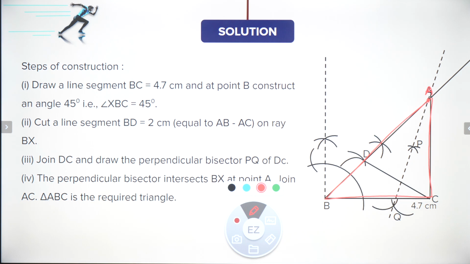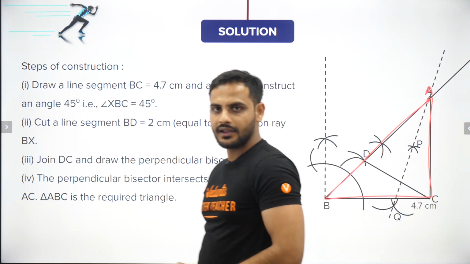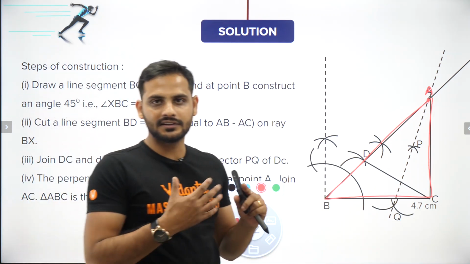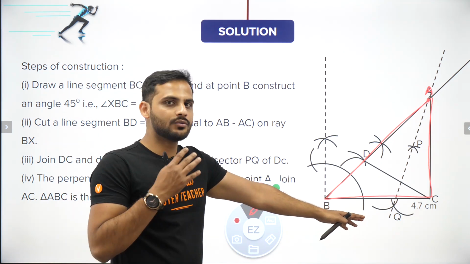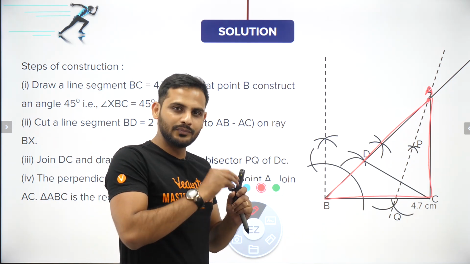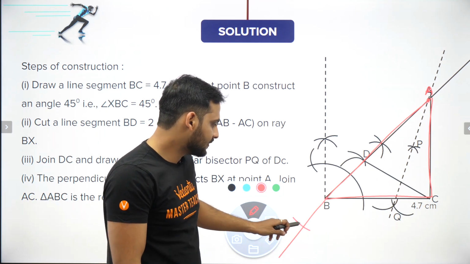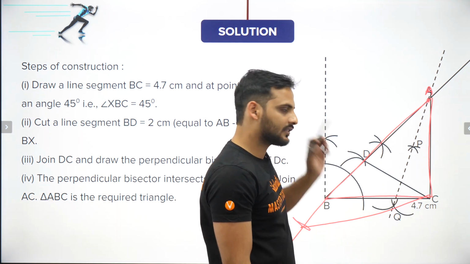Very easy question. Only thing is you have to remember that whenever the difference is given, if the side which is attached with the base angle is greater than the third side, then you will follow this method, same as when the sum of two sides is given. And if the side which is attached with the base angle is smaller than the third side, in that case, you will extend this line, mark the difference here, join this point with C, and then draw the angle bisector and make the cut.